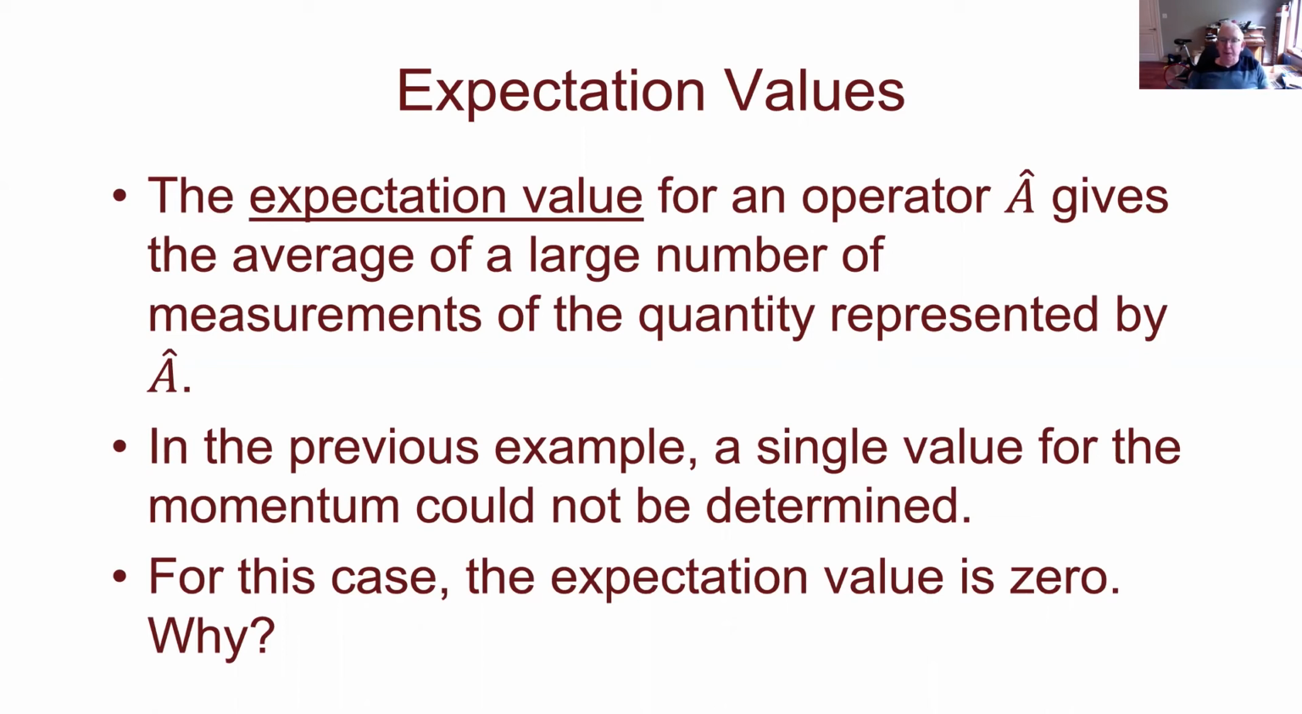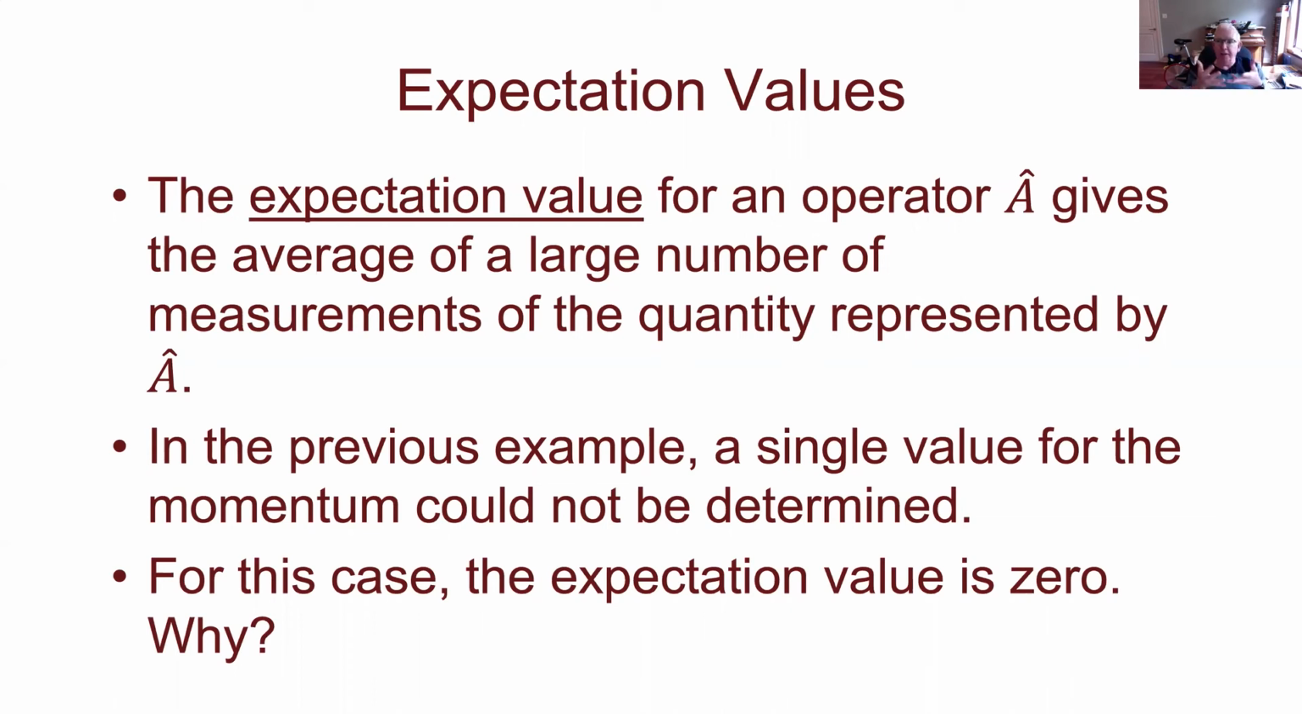In the previous example, referring to the end of the previous video, the single value for the momentum would not be determined, right? I said at that time that in the free electron case, the linear combination we made involved the particle being able to go this way or that way. In one case, the momentum is plus a quantity. In the other case, it's minus that same quantity. So each time I measure it, I'm either going to get plus or minus that momentum, right?